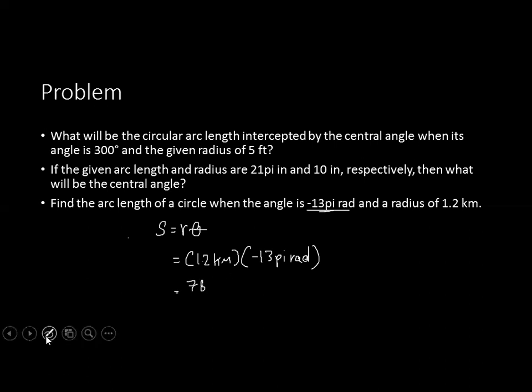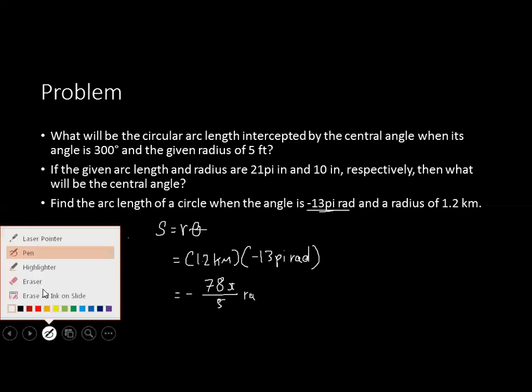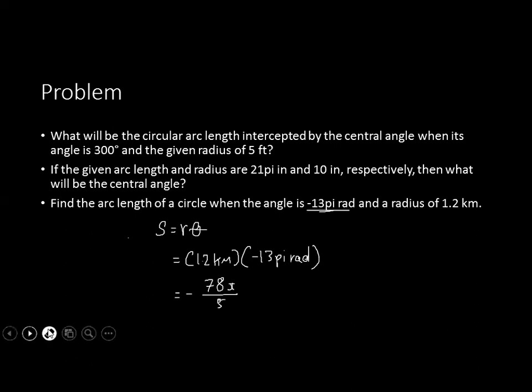Wait, this is supposed to be negative. Wait. Hold on. So this is negative 78 pi all over 5 kilometers. Why do I keep saying radians? Okay, kilometers. Okay. If this is your answer, this is wrong. Right? This is totally wrong.